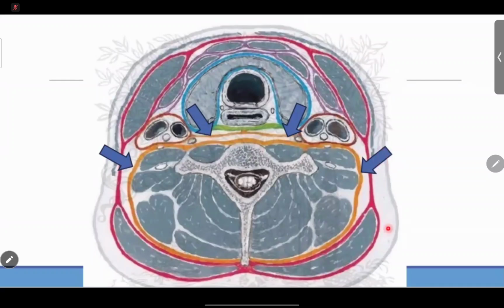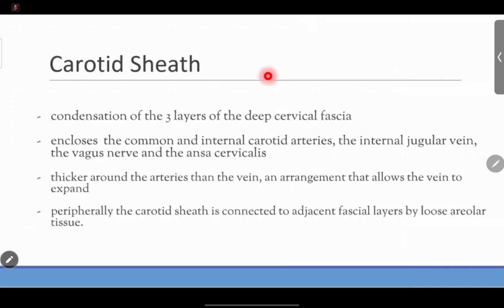Another fascia, or special group of compartments, would be your carotid sheath. This is a condensation of the three layers of your deep cervical fascia. Basically, they enclose the common and internal carotid arteries, the internal jugular vein, the vagus nerve, and also your ansa cervicalis. Take note, this is commonly asked in exams: what are the components of your carotid sheath?